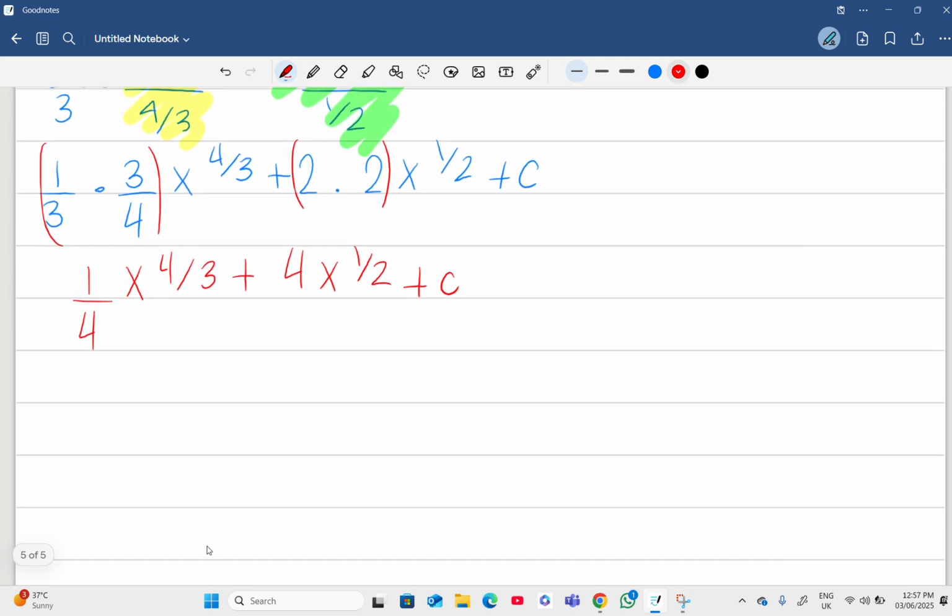Now, this is correct, but I can rewrite it as 1 over 4 x to the power of 4 over 3, the third root, plus 4 radical x plus c. And this is my final answer.